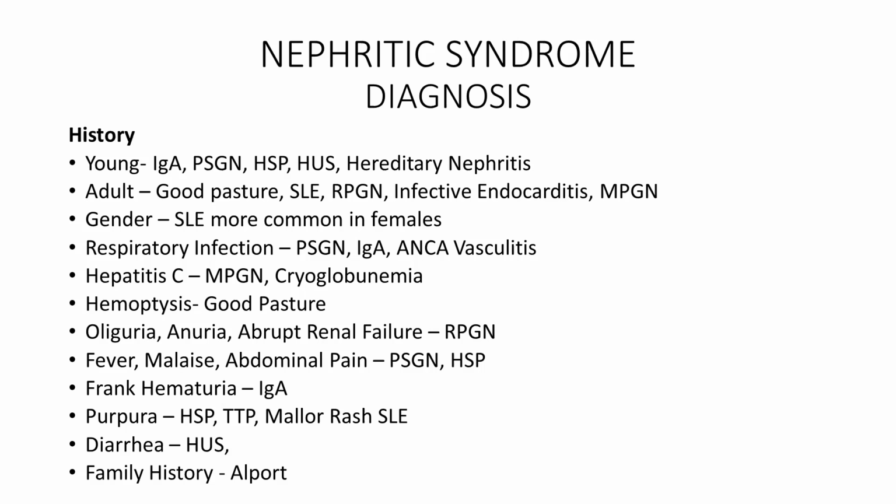If patient presents with frank hematuria, possibility is IgA nephropathy. If patient has got purpura, then there are chances that he or she may be suffering from Henoch-Schönlein purpura, thrombotic thrombocytopenic purpura, or there may be a malar rash of SLE. If diarrhea, especially with bloody diarrhea, hemolytic uremic syndrome. And if there is a family history, there are chances of Alport syndrome. These are only a guide to narrowing down the differential diagnosis.